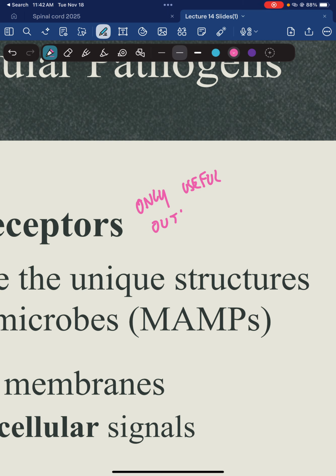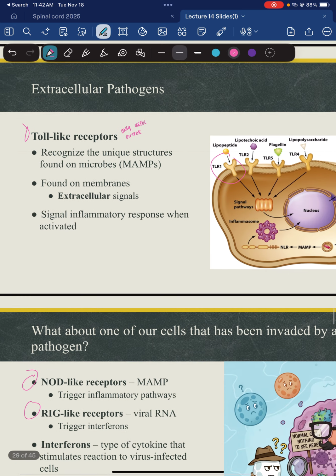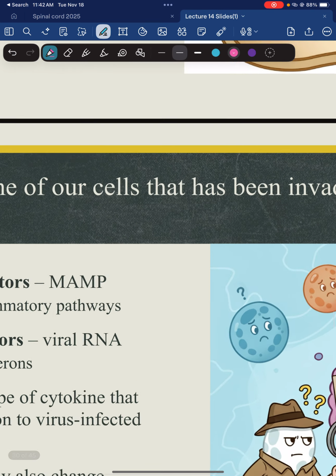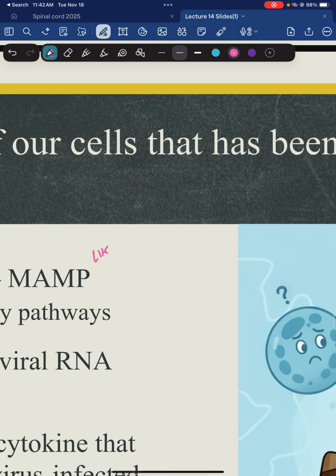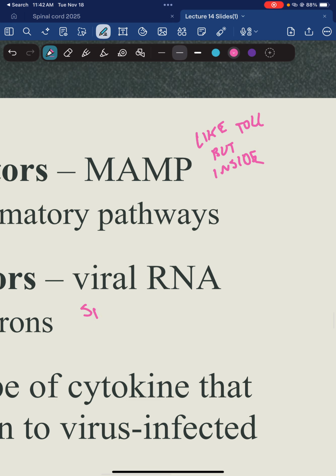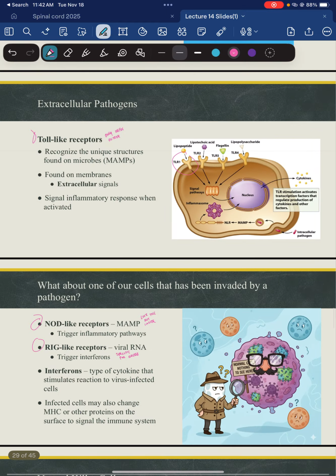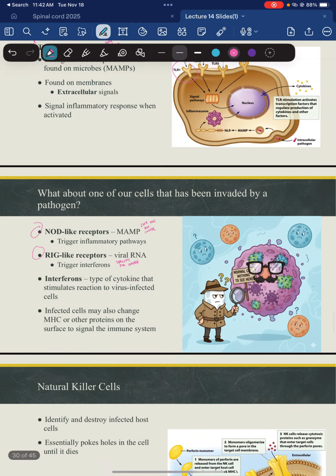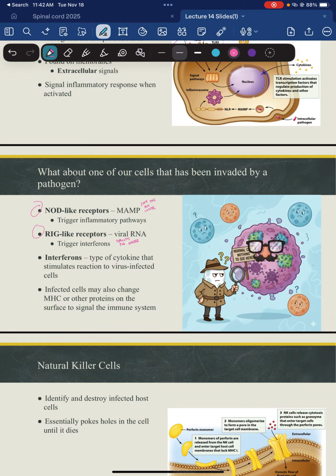All right, so nod-like and toll-like are basically the same thing. One's inside, one's outside. But we also have a third rig-like receptor that is specific for viruses. So when we come into contact with a MAMP, cells start signaling all the cells around them that something is wrong. And those happen with 2 major classes of chemicals.